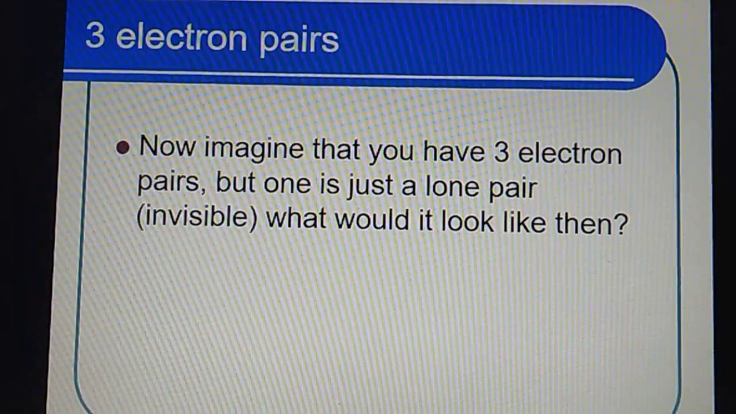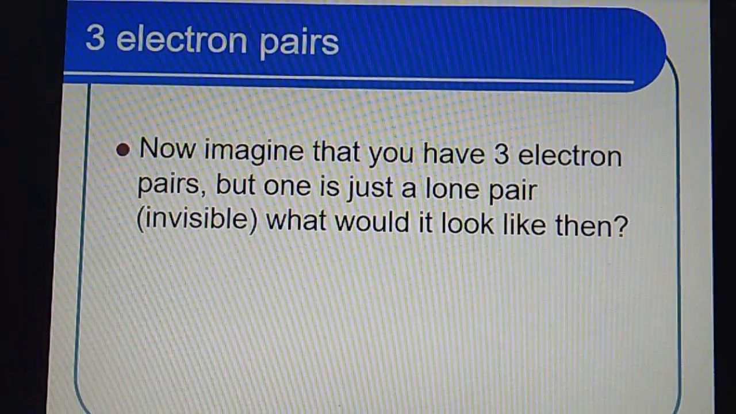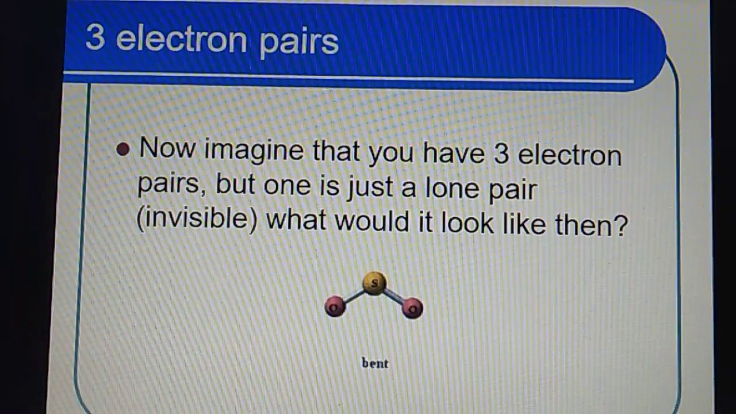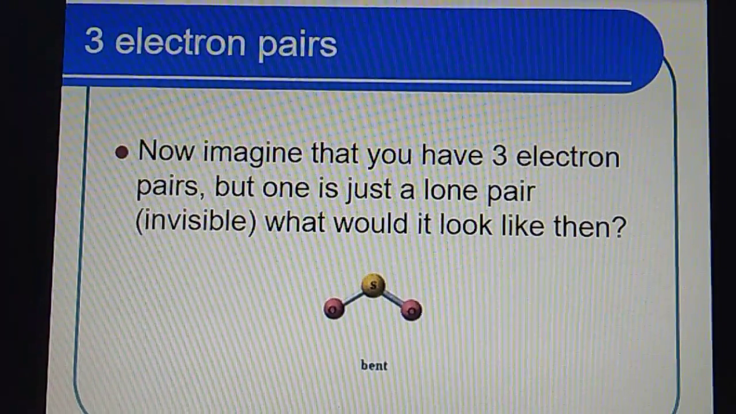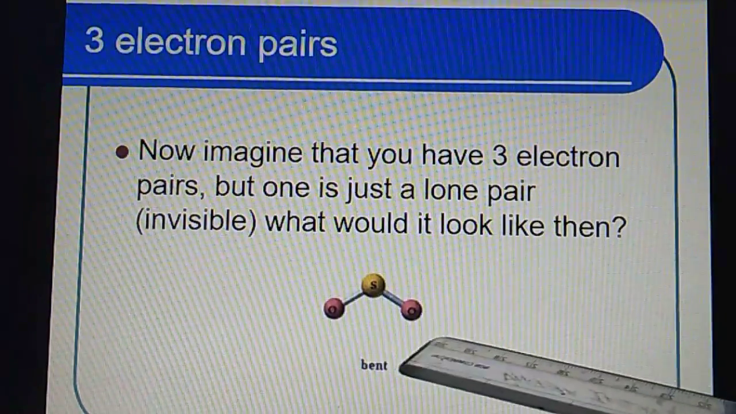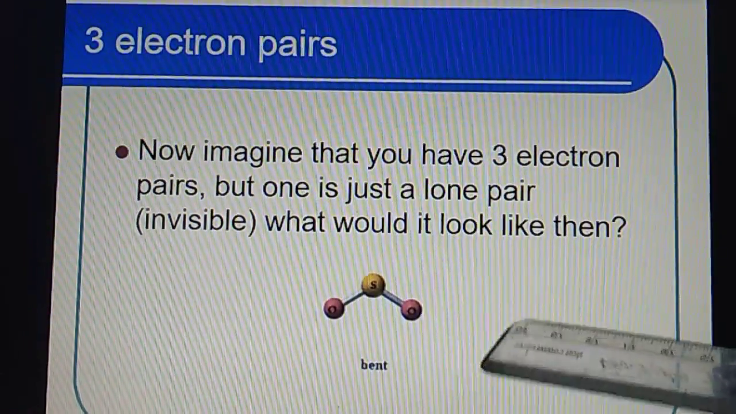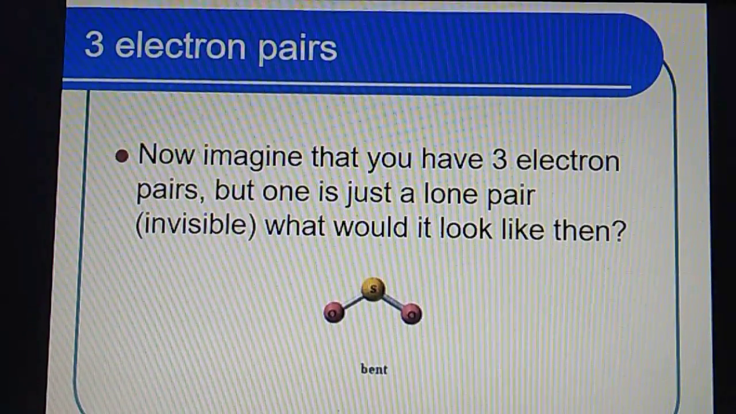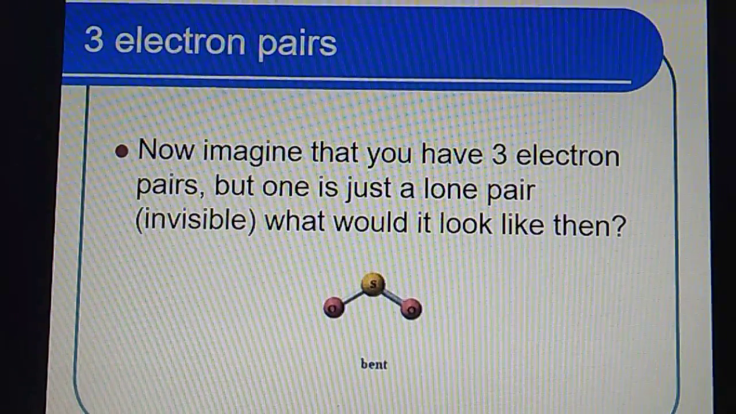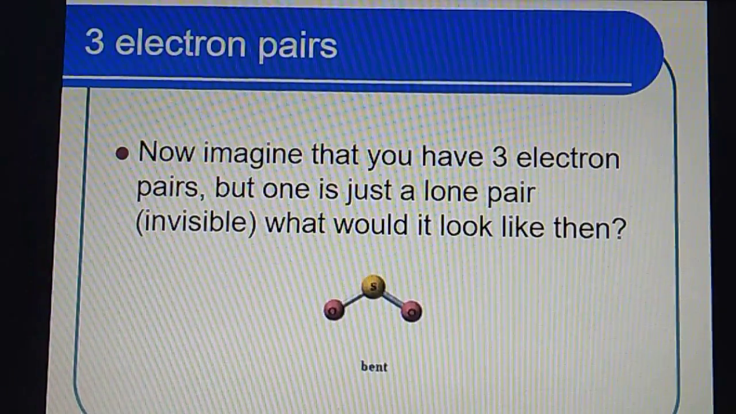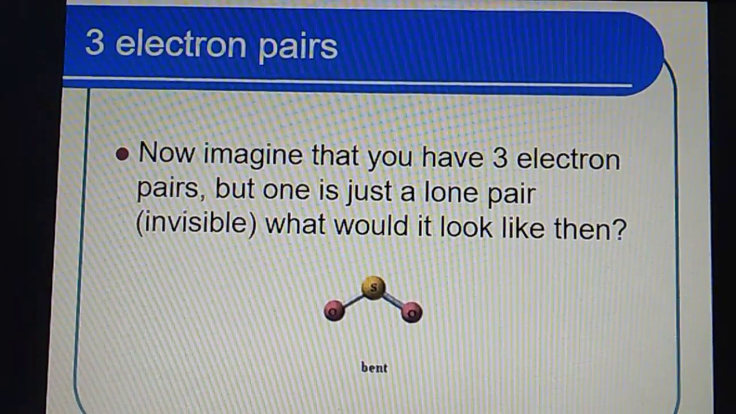If a lone pair of electrons is there, student, so 3 electron pairs but one is a lone pair, the lone pair is invisible. So that will look like what, student? Bent. One lone pair and 2 bond pairs means the shape will be bent. Since we know lone pair electrons do not participate in bond formation, the lone pair will be invisible. So the shape will be bent. Now let us move to another slide.